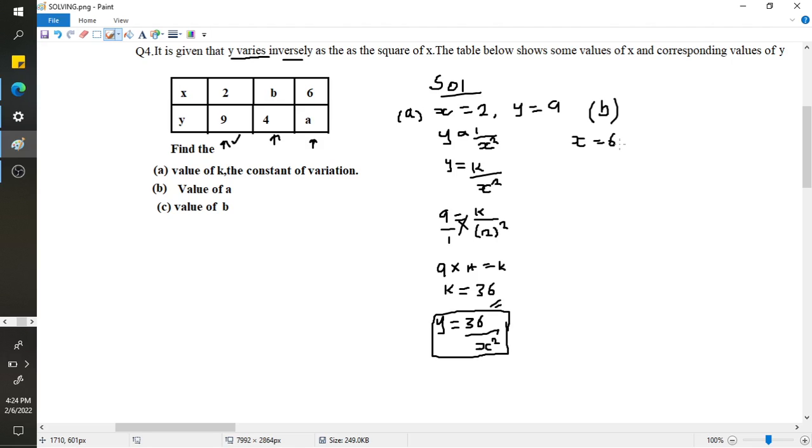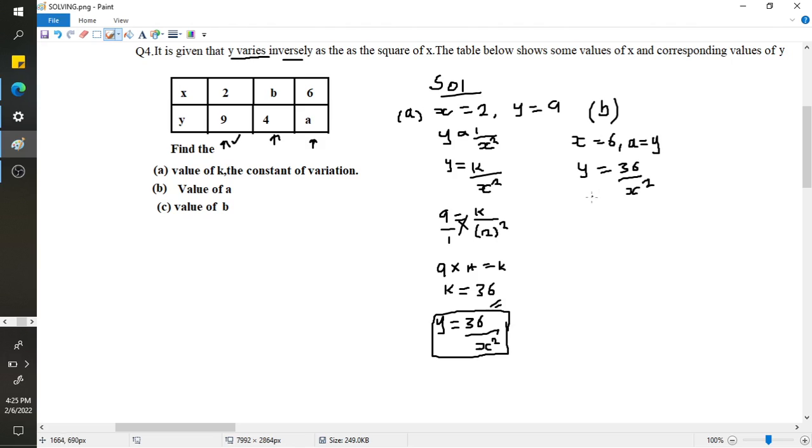So the value of x is 6, right? And the value of y is a, which is what we are looking for. So a is just the value of y. So we're going to use our formula, the one that we have created, that is y is equal to 36 divided by x squared, right? So that's what we are getting.